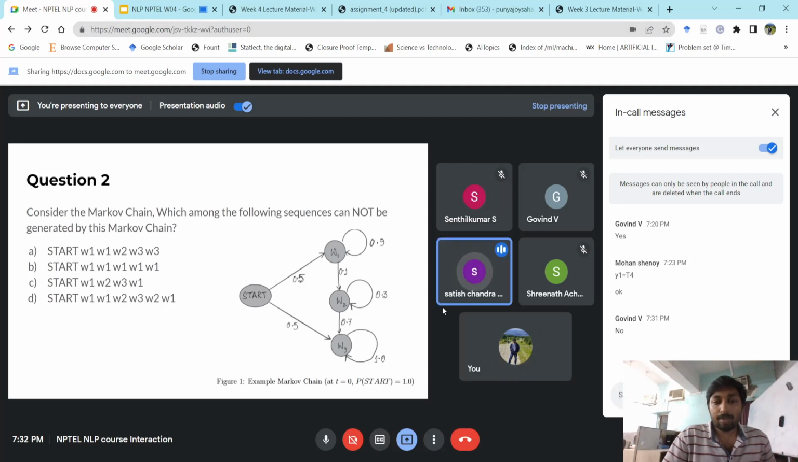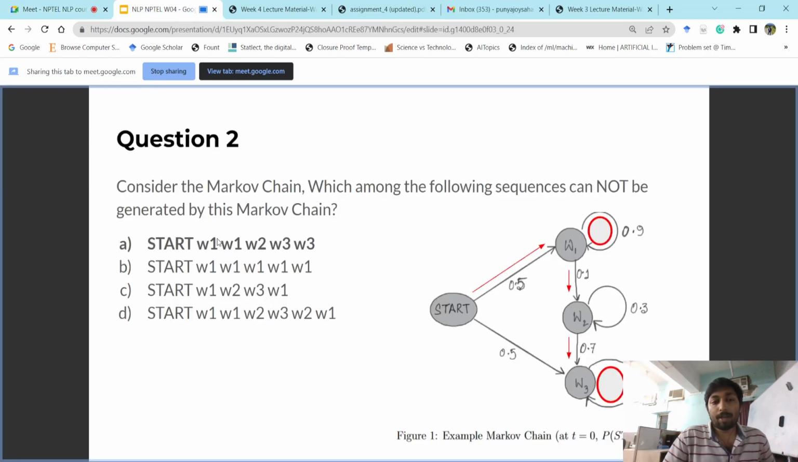The last one, we can't go back from W3. Yeah, I am coming to those things. So let us go one by one. So let us start with the first one. We are essentially starting from start. Then we have W1. Then we have a self loop in W1, then W2 to W3.